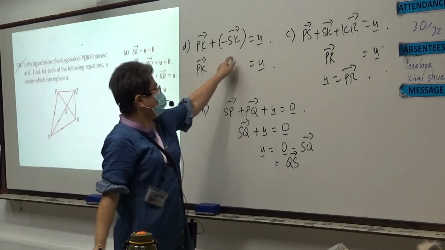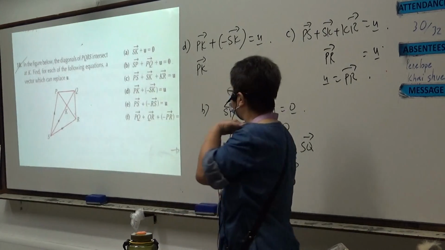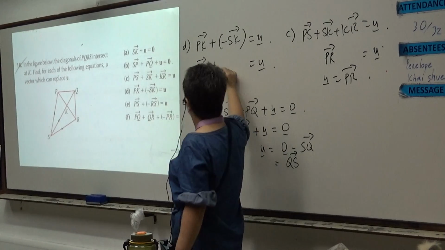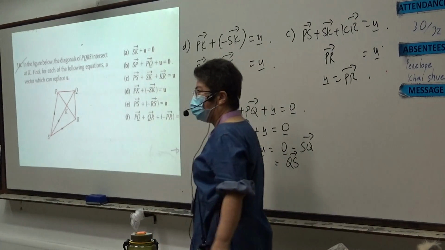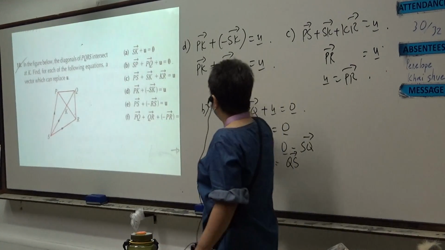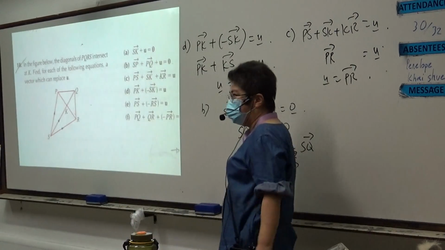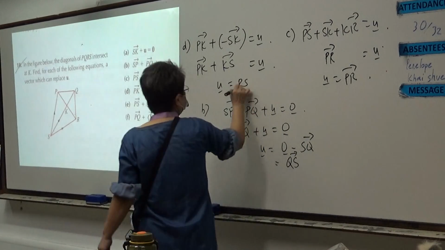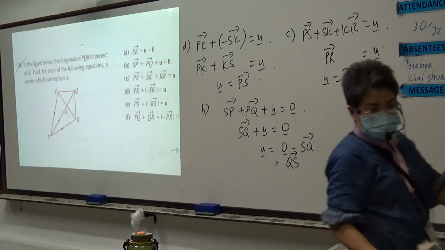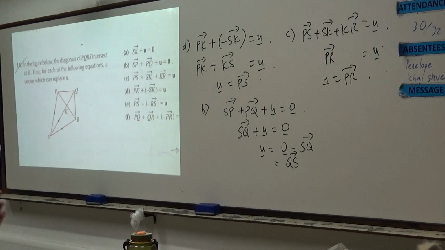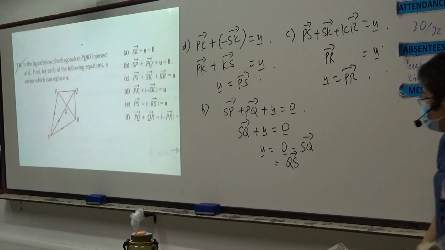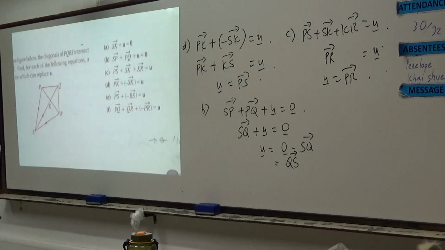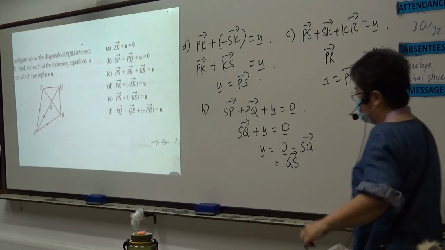Now, how to write this one? I can write KS, right? Now, can you see the answer staring at you already? What's the answer now? Just KS. That's your part D. Okay. Can you try E and F yourself first?